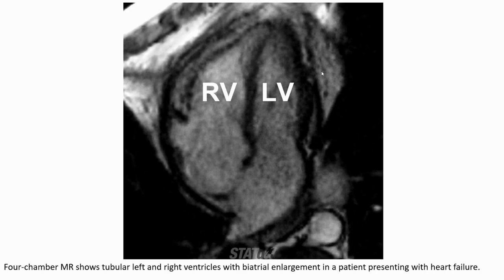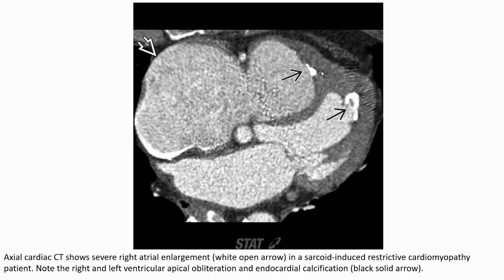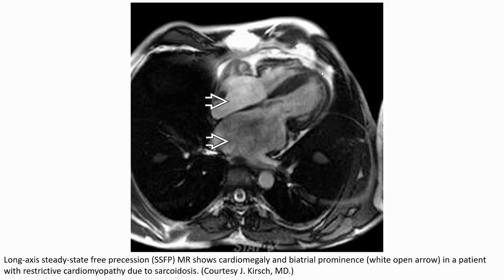This four chamber view shows dilated left and right ventricles with biatrial enlargement in a patient presenting with heart failure. This is an axial cardiac CT, showing severe right atrial enlargement in a sarcoid-induced restrictive cardiomyopathy patient. Note the right and left ventricular apical obliteration and endocardial calcification. This is long axis steady state free precession, showing cardiomegaly and biatrial prominence in a patient with restrictive cardiomyopathy due to sarcoidosis.